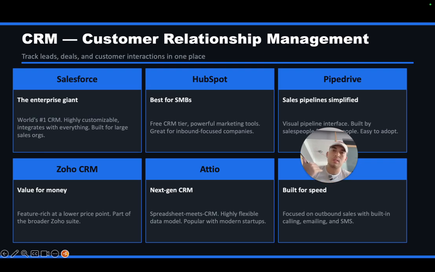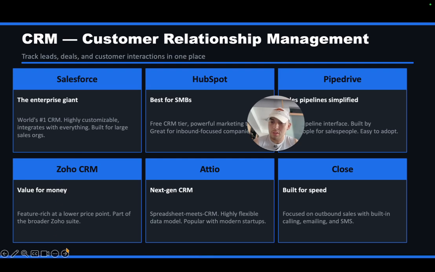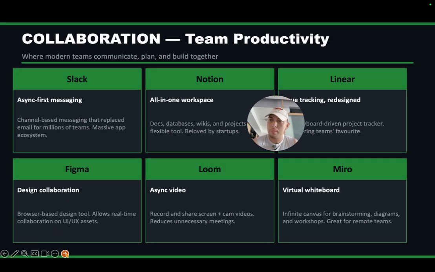The first one is customer relationship management. Some of the examples we know are Salesforce, HubSpot, Pipedrive, Zoho CRM, Attio, as well as Close. Some of these software I actually use myself, absolutely amazing. Next is collaboration, basically any type of software that's trying to increase your team productivity. We have Slack, Notion, Linear, Figma, Loom, and Miro, basically the most famous ones.